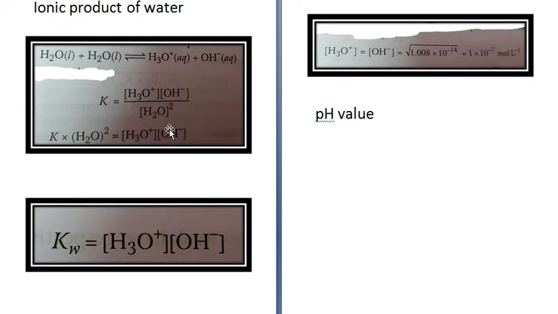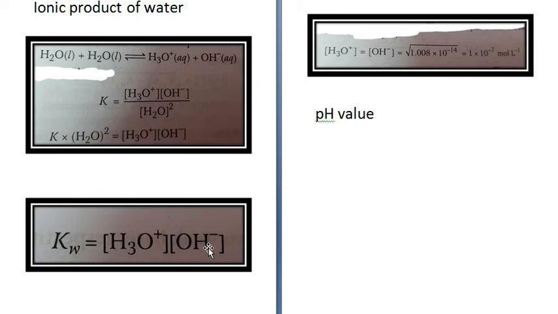So K into H2O whole square is equal to H3O plus into OH minus. Alright. Now since water undergoes ionization to a very small extent, concentration of water may be regarded as constant. So K into H2O whole square is constant, represented by Kw. So Kw can be written as concentration of H3O plus into concentration of OH minus. Alright.